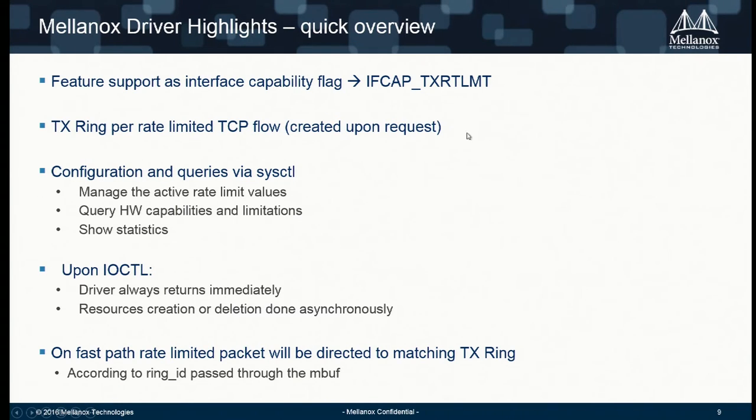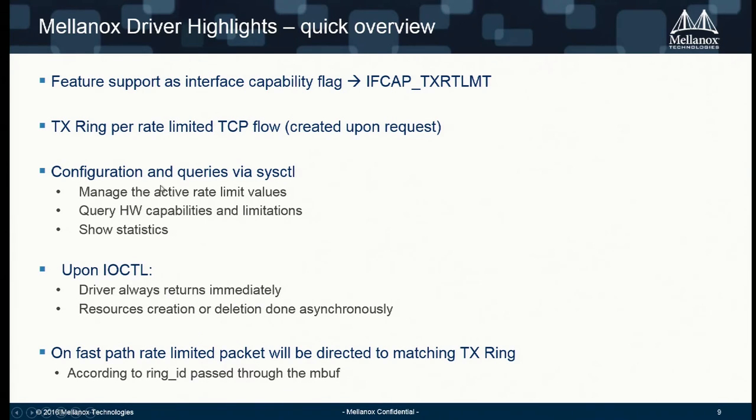So, our driver highlights. We talk about capabilities. For our driver, it's a TX ring per rate-limited TCP flow. We talked about how we can support millions of queues, and it works. We tested it with a million queues. It's just a lot of overhead to handle so many resources. So that's why we got to the number around 100,000.